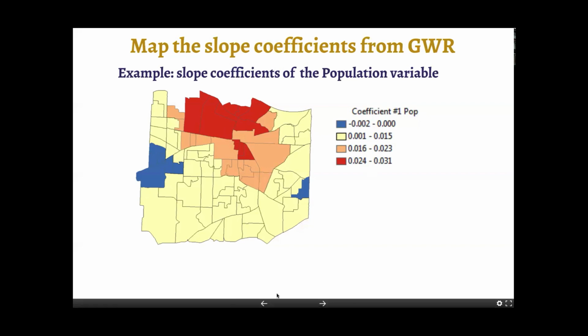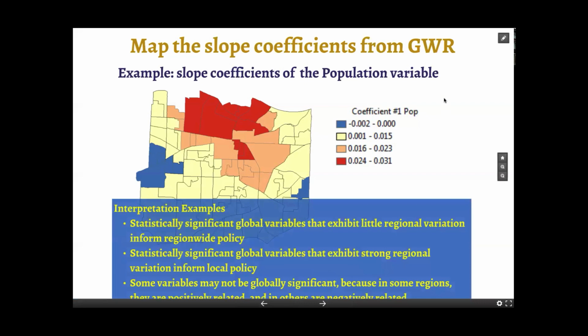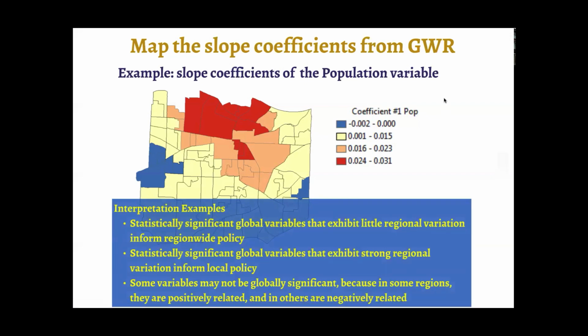And in general, like here, because we didn't really look into what is happening in the case of Portland, but in general, there are some recommendations about how to read the coefficients from GWR. First of all, sometimes you may see a variable is statistically significant with the global model.